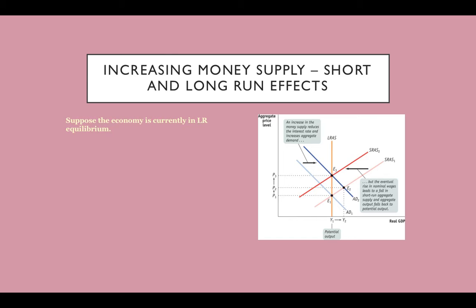Now, let's look at what happens in the long run and the short run when we increase the money supply. So let's look at an economy in long-run equilibrium. If you look at the graph there, we're looking at the convergence of AD1, SRAS1, and long-run aggregate supply. It's right here where the little pointer is.